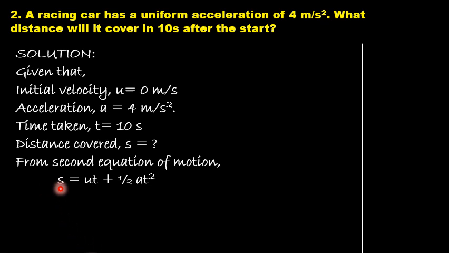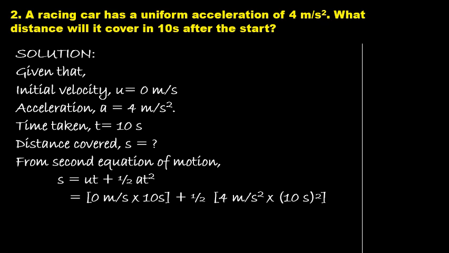Since s is unknown, we will put its value as s only. Now we will substitute the values of u, t and a from the question itself. Here u is 0, so we have put 0 meter per second, into t, and t is 10 seconds, that's why we put 10 seconds, plus the second term, half a is 4 meter per second square, so we put 4 meter per second square into t square, the square of time, that is 10 second whole square.